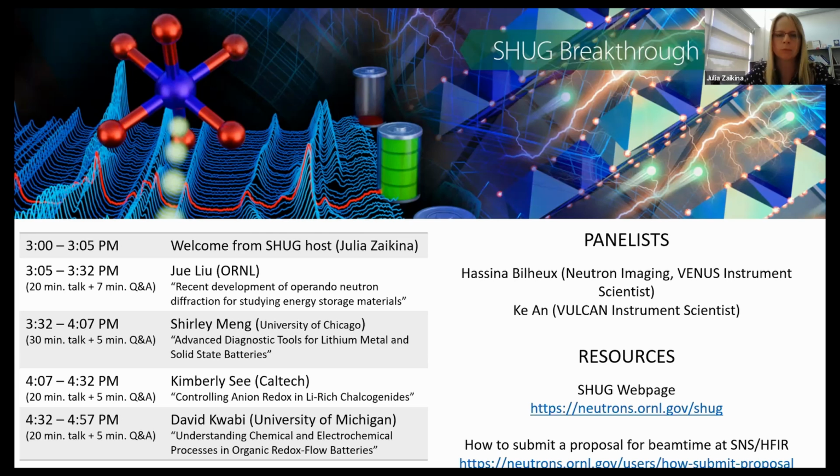So, a couple of words about what SHAG-EC is. SHAG-EC is the SNS High Flux User Group Executive Committee. We are an organization run by users for users. We represent users who come to ORNL to do experiments. We are a point of contact, and if you have any comments, suggestions, problems, or ideas, please let us know. On the slide, you can see the SHAG webpage.